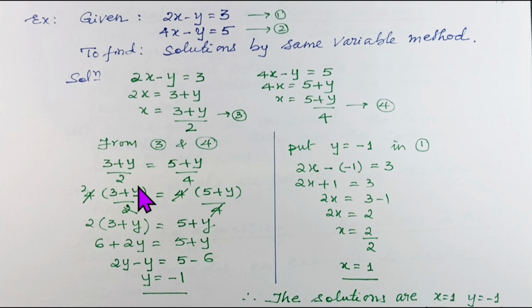By equating the RHS and cross multiplying them and simplifying, we get the value of y as minus 1. Now put this value of minus 1 in one of these equations. By putting it in one of those equations, we can find the value of x, that is 2 by 2, and that is x is equal to 1. Therefore the solutions of the equations are x is equal to 1 and y is equal to minus 1. So in this method, the procedure is first express both the equations of the pair of linear equations in one particular variable. Here I have expressed them in the x variable. Find out the value of y and then find out the value of x.